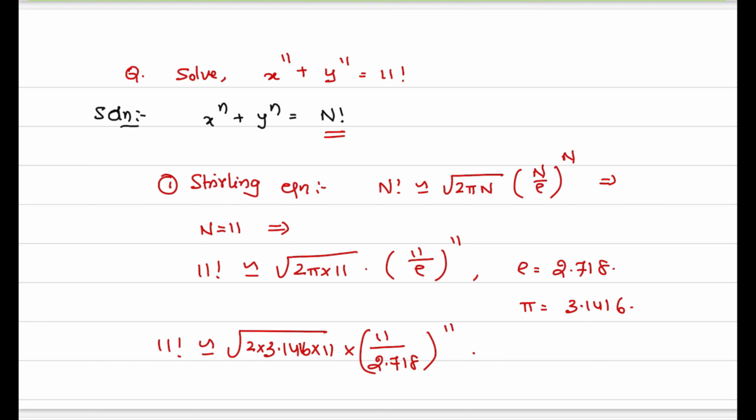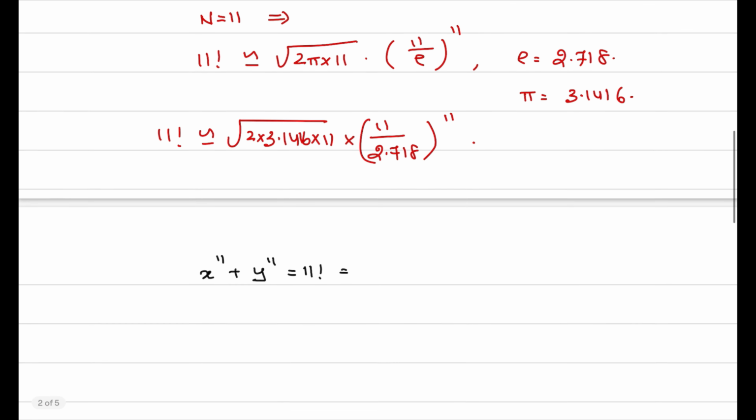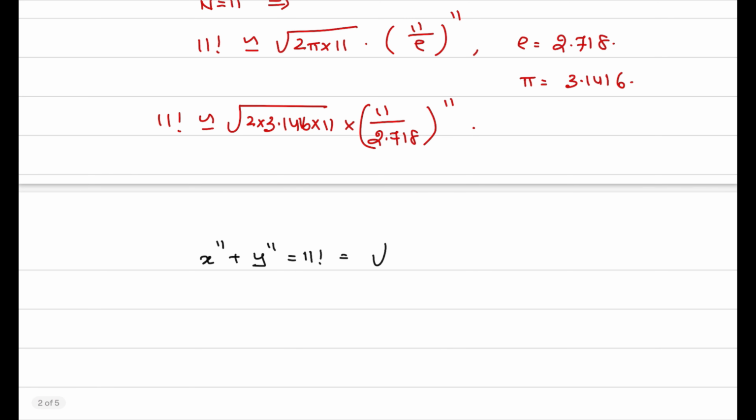Now, let us say, here what is the problem given? x to the power of 11 plus y to the power of 11 is equal to 11 factorial. What is 11 factorial? What we have got: square root of 2 pi into 11 into 11 by e to the power of 11. This is the value that x to the power of 11 plus y to the power of 11 is equal to.